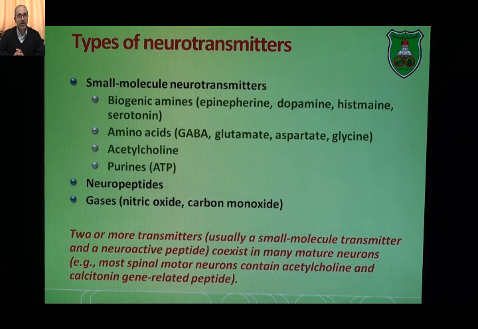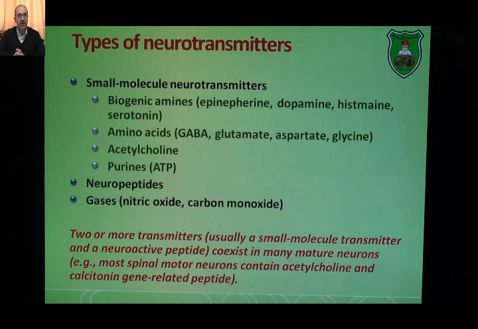Now, there are different types of neurotransmitters. First, you have small molecule neurotransmitters, and these can be divided into different subclasses as well. So sometimes you can have biogenic amines like epinephrine, dopamine, histamine, serotonin. You can have amino acids, surprisingly. You can have amino acids or modified amino acids as neurotransmitters like glutamate, aspartate, glycine, or you can have GABA. We'll be talking about GABA at the end of this lecture. Acetylcholine and ATP are also small molecule neurotransmitters.